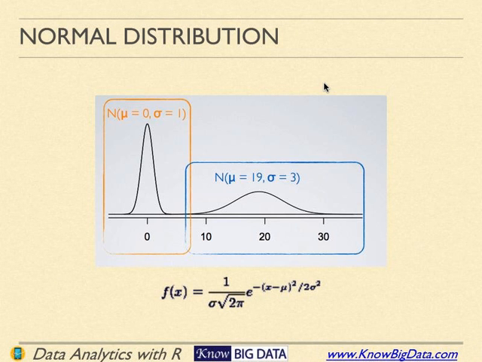Now, what I was talking about, given these two values, you can generate all kinds of graphs. For example, here the mu is 0, meaning the average is 0, and the deviation is smaller. Now the deviation increased to 3, and mu became 19. So these are two graphs.